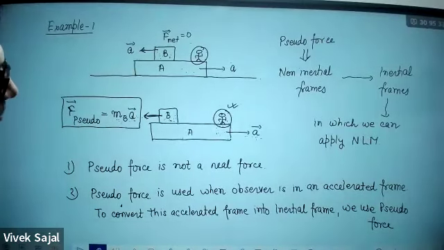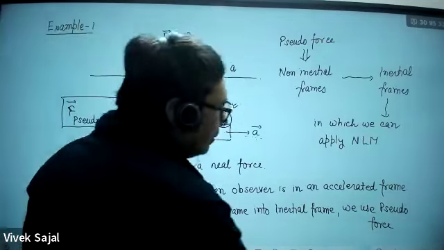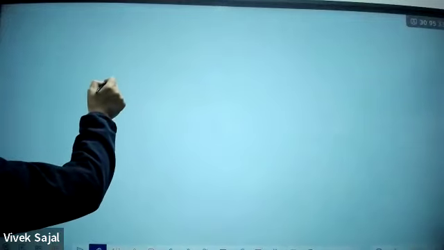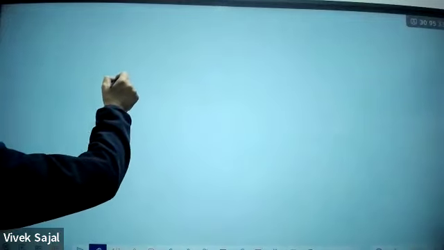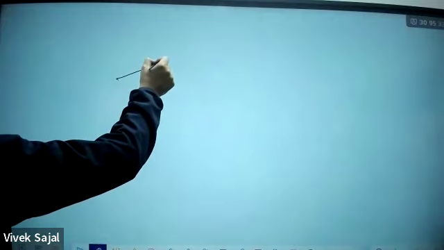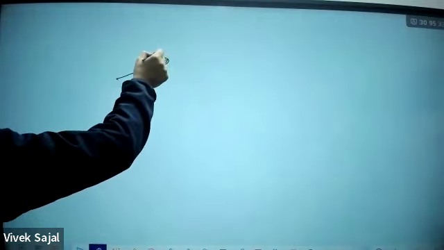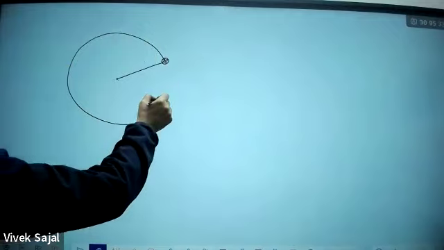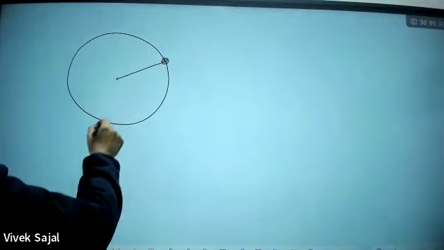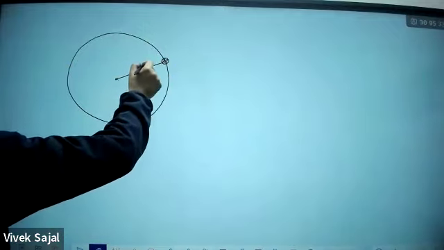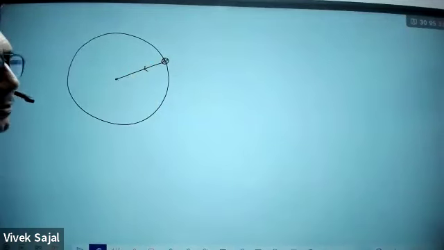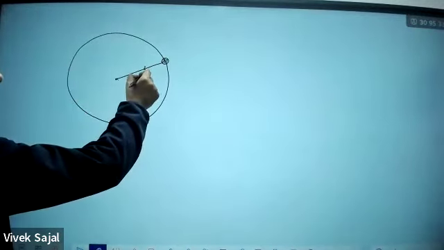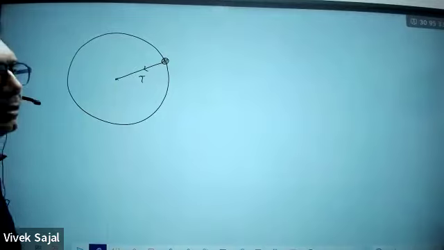I'm giving you one more example of this pseudo force. Suppose you have a string with a stone attached to it, and the body undergoes this type of circular motion. This is a string, so automatically a tension is going to act like this. This tension is acting in the inward direction.